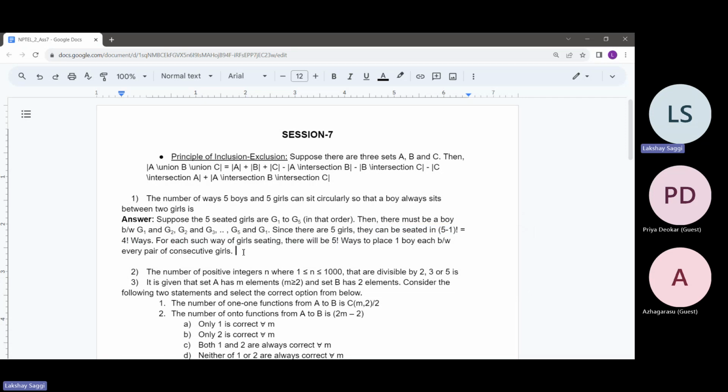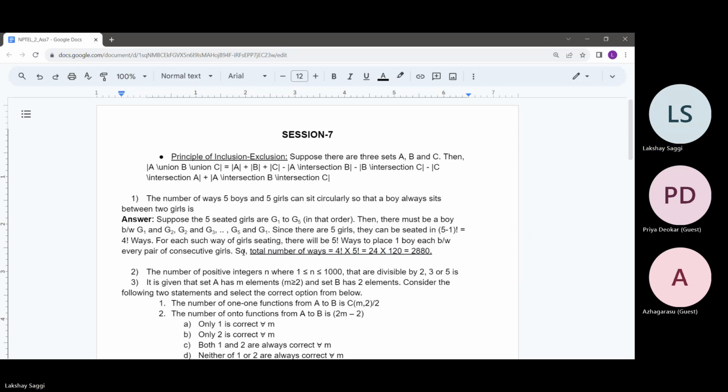So the total number of ways will be nothing but 4 factorial multiplied by 5 factorial, which is 24 times 120. And I believe this will come out to, 24 times 12 is 288, so it will be 2880. So this will be our final answer. I'll just underline this also.